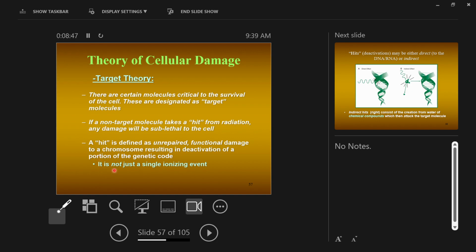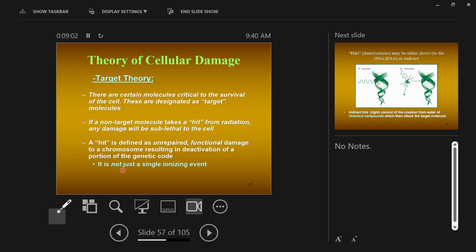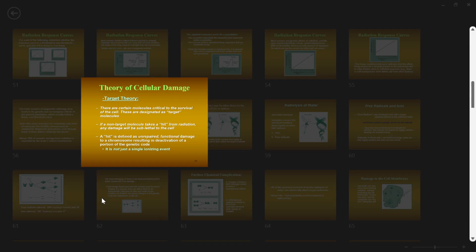Importantly, these hits are not just a single event. We have this cartoon picture, and they literally even give you the cartoon picture, of a single photon hitting a single strand of DNA. But it's important to know that this is a sum of events. There will be many, many of these ionizing events in and around the target area, and it's this accumulation of ionizing events that we call a hit. So it's not just a single photon and a single ionization. This can be many, many of them making this happen. Okay, so that's the idea.